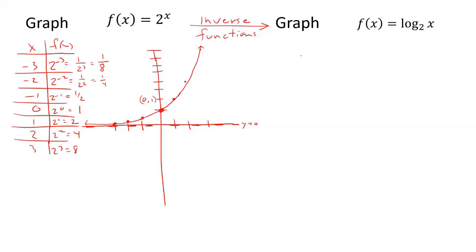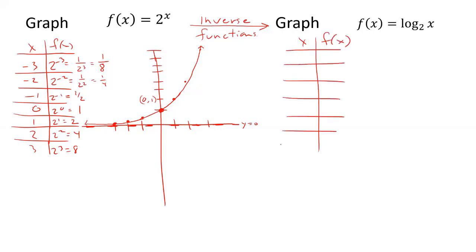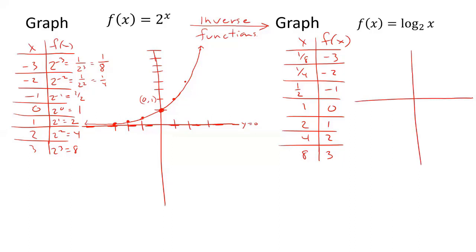For the log function, here's what we have. We have the replacement of x's and y's going the other way. That's what we have. So instead of -3, 1/8, it is 1/8, -3. -2, 1/4 now becomes 1/4, -2. 1/2, -1. 1, 0. 2, 1. 4, 2. 8, 3. So there's my graph now. And again, we want to just do one of them here.